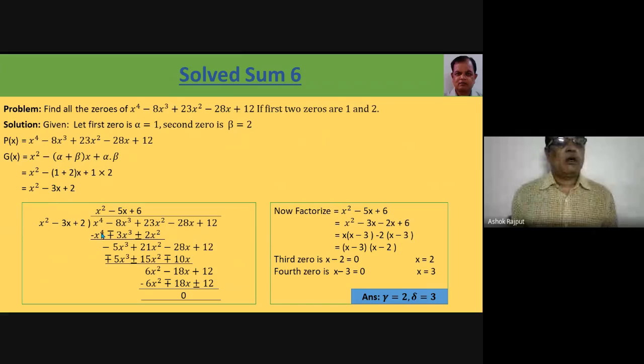As we have divided here, we have written p(x), x raised to the power 4 minus 8x cube plus 23x square minus 28x plus 12. It is divided by x square minus 3x plus 2. First we compare the first term to the first term. It is greater by power 2. So first we multiply by x square these three terms.